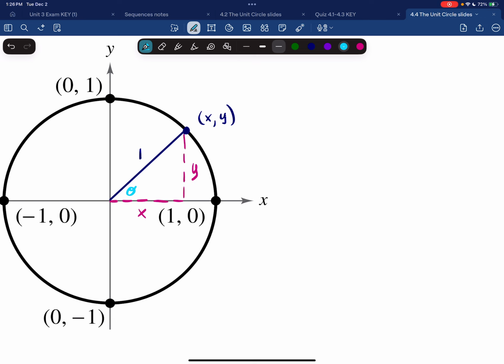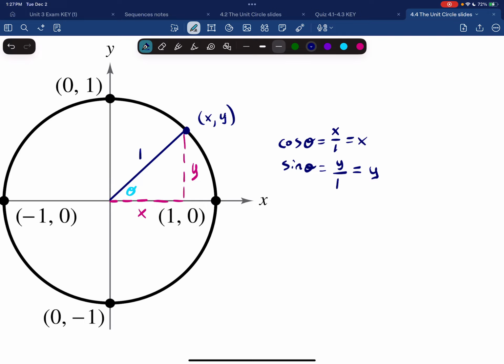And so by definition, I could say that cosine of theta is going to be adjacent over hypotenuse. The adjacent side is x. The hypotenuse is 1. X over 1 is just x. Likewise, I could say that sine of theta is opposite over hypotenuse. The opposite side of theta is y. Hypotenuse is 1, and y over 1 is just y.